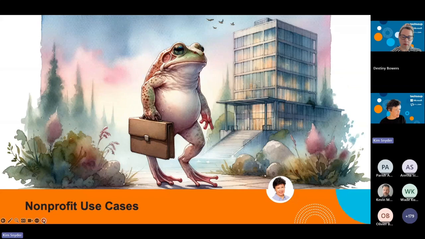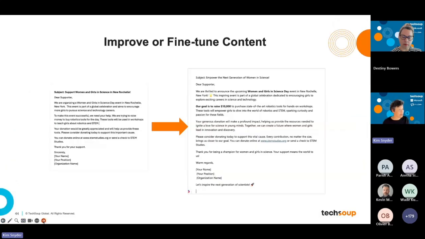Okay, so here are some nonprofit use cases. These are just some examples of how you can use it. You can use these tools to jazz up an email. Say I give it a meh kind of email, lacking in personality, and I say, please fine tune this email so that it's more engaging for young women, girls in a science event, who live in the suburbs of New York City, etc. So you can jazz things up very specifically.